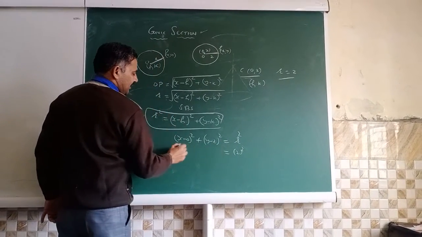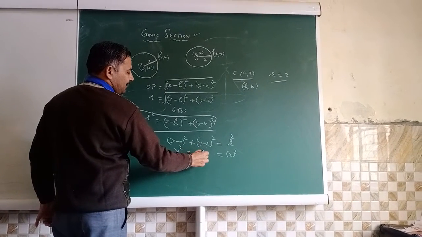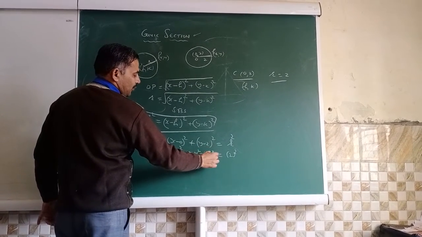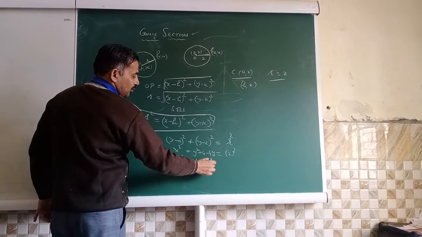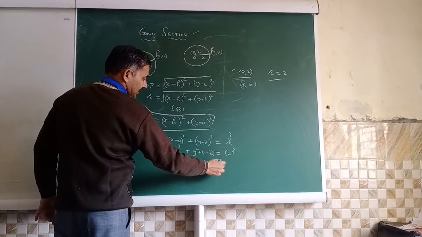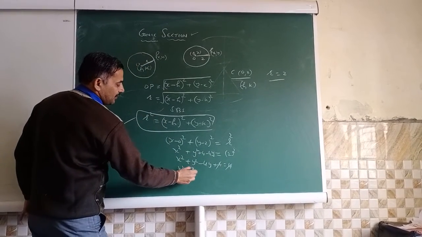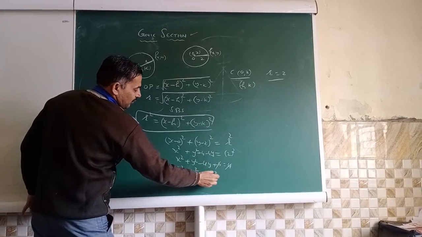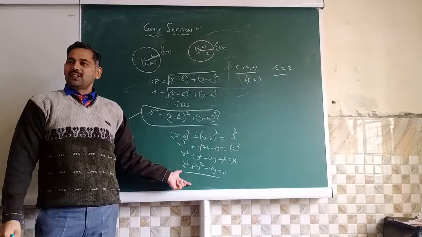2 square. x square, open this bracket, y square plus 4 minus 4y. So x square plus y square minus 4y plus 4, and this 4 cancels out. So x square plus y square minus 4y is equal to 0. This is the equation of the circle.